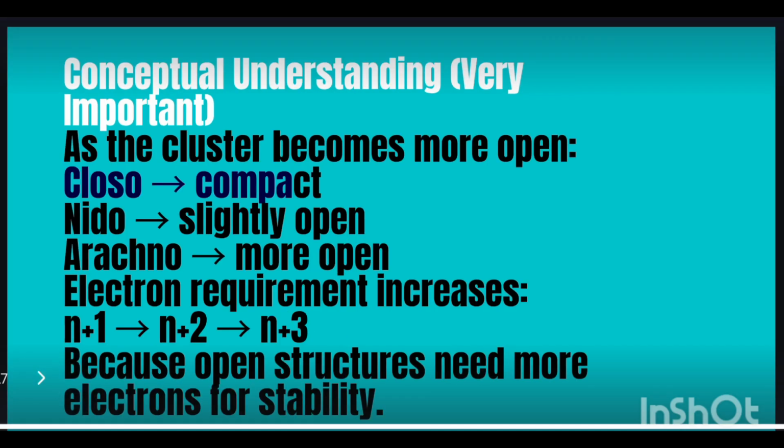Let's summarize. As the cluster becomes more open, Closo will be compact, Nido will be slightly open and Arachno will be more open. So electron requirement increases, n plus 1, n plus 2, n plus 3, because open structures need more electrons for stability. For n skeletal atoms, Closo will be n plus 1, Nido will be n plus 2, and Arachno will be n plus 3. The more open the structure, the more skeletal electron pairs are required. If you understand this logic, cluster chemistry becomes very easy.